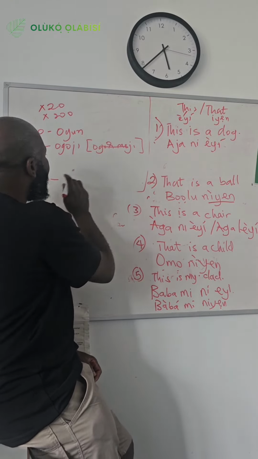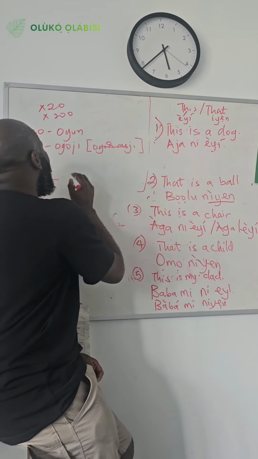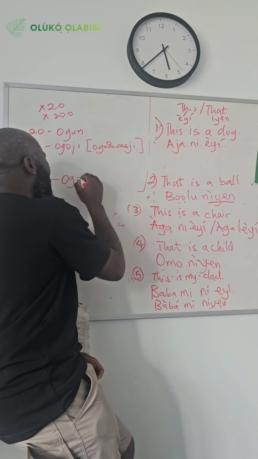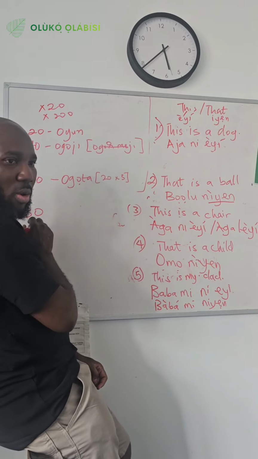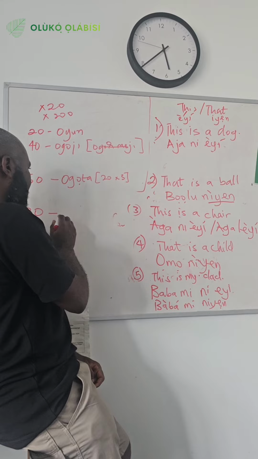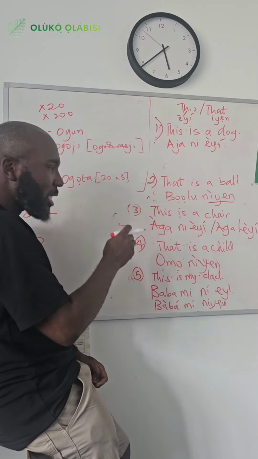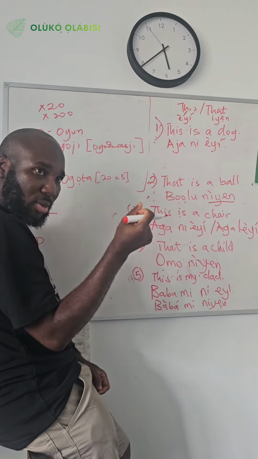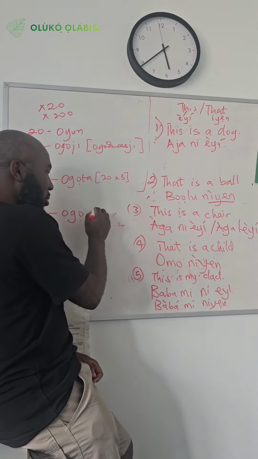Ogun méjì. 60 is 20 times 3, right? Ọgọ́ta. So 60 will be ọgọ́ta, that is ogún mẹ́ta, 20 times 3. Okay? 80 will be what? It is ọgọ́rin, that is ogún mẹ́rin. Do you understand? Ọgọ́rin.